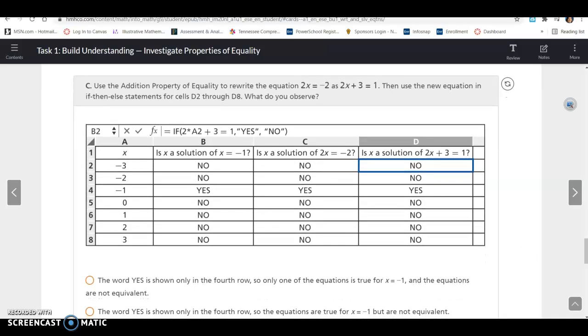All right, it says use the addition property of equality to rewrite the equation 2x equals negative 2 as 2x plus 3 equals 1. Then use the new equation to fill in the table. What do you observe? All right, so negative 3 times 2 is negative 6. Negative 6 plus 3 is negative 3. That does not equal 1. All right, plug in negative 2. That's negative 4. Negative 4 plus 3 is negative 1, so that one is no. Substitute negative 1. Negative 1 times 2 is negative 2. Negative 2 plus 3 is 1. 1 is correct.